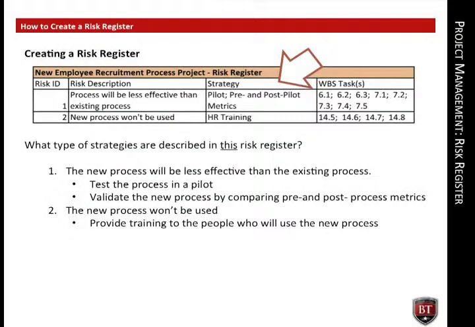What type of strategies is described in this particular risk register? Consider risk ID 1. The new process will be less effective than the existing process. The strategies are to test the new process in a pilot program and validate the new process by comparing pre- and post-pilot metrics. Consider risk ID 2. The new process won't be used. The strategy for this risk is to provide training to the people who will use the new process.